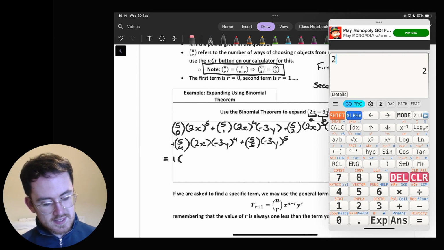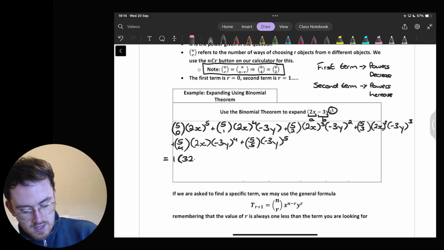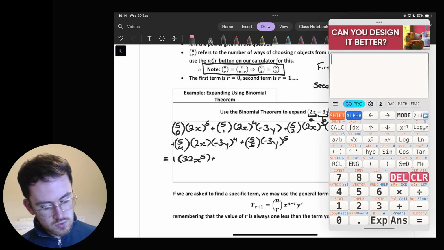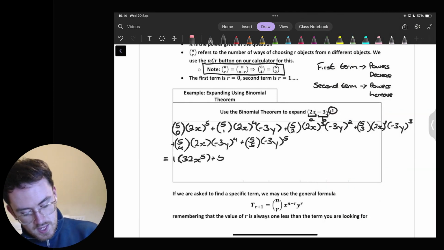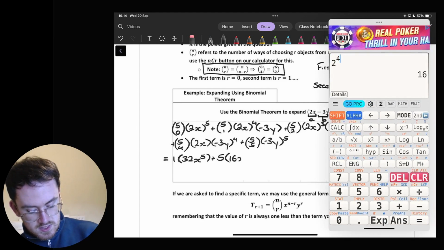Now we're doing 2x to the power of 5, so let's do 2 to the power of 5, which gives me 32x to the power of 5 in total. Next, we're going to do 5 choose 1, which is 5. I'm going to be doing 2x to the power of 4, so 2 to the power of 4 gives me 16, so 16x to the power of 4, and that's going to be multiplied by minus 3y.